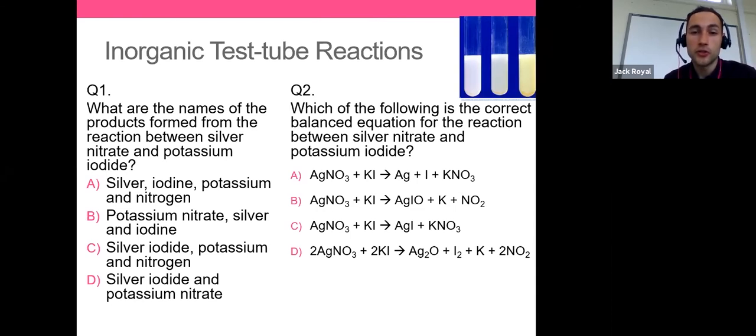And then question 2, which you can see there: which one of them is the correct equation if I reacted silver nitrate with potassium iodide? So choose one of the 4 options. Let's give you 20 seconds or so to finish answering those.